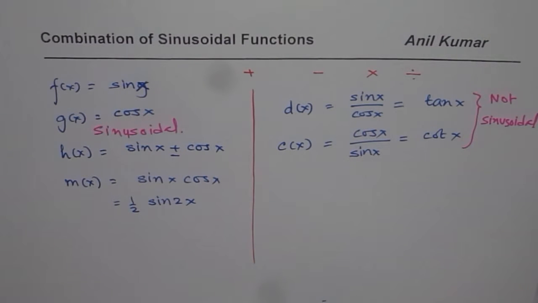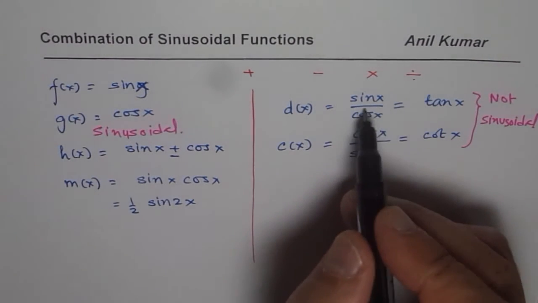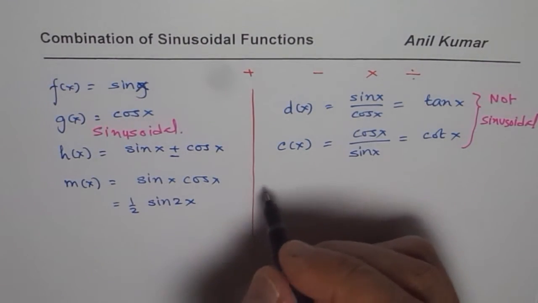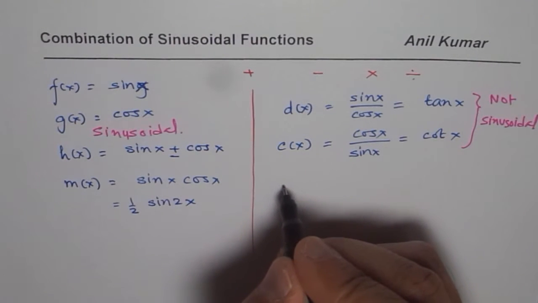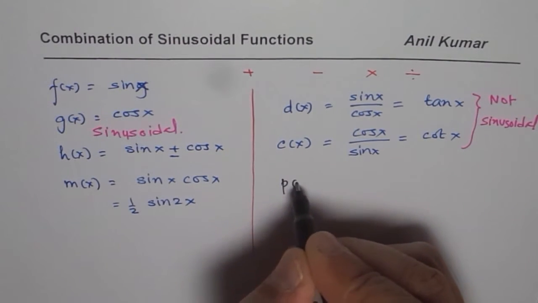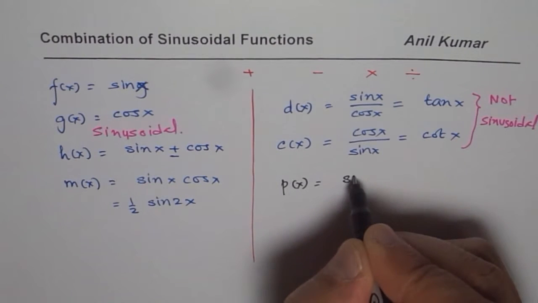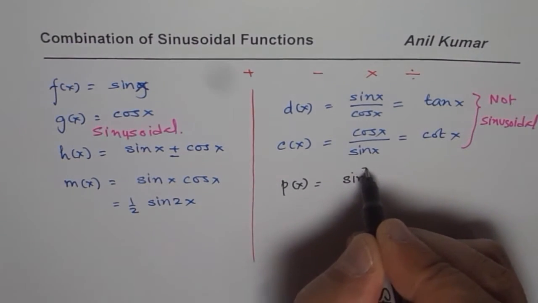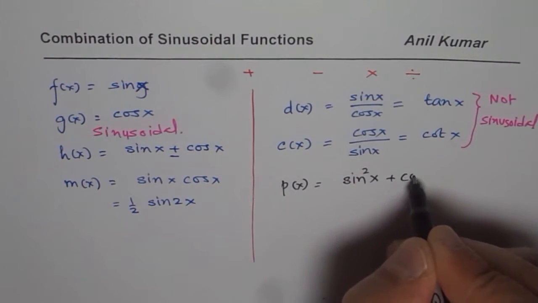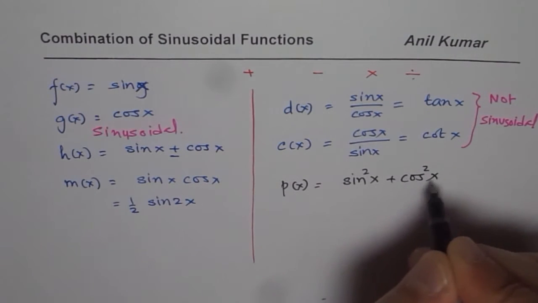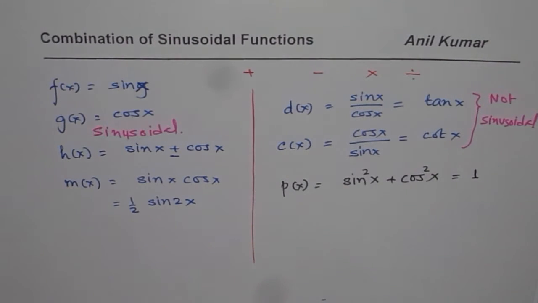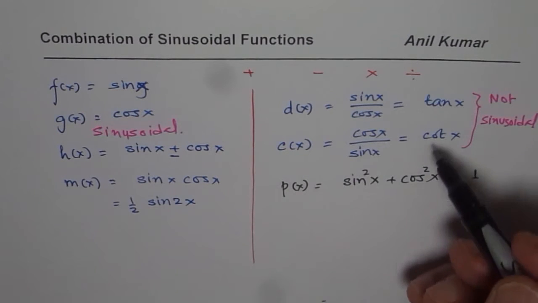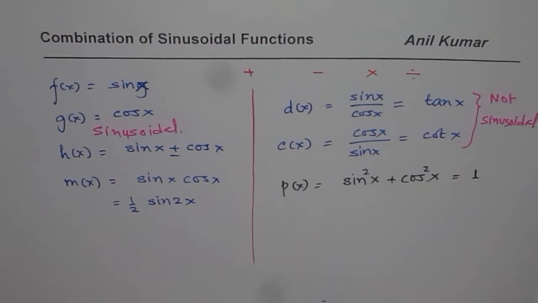Now, we could combine the functions in a different way, for example, you could multiply by itself and add. For example, you can have a function, let us say p of x, which equals sine x times sine x, that means sine square x, plus cos square x. Now this one is also not sinusoidal, as it will give you 1, right? So these combinations will not give you a sinusoidal function.